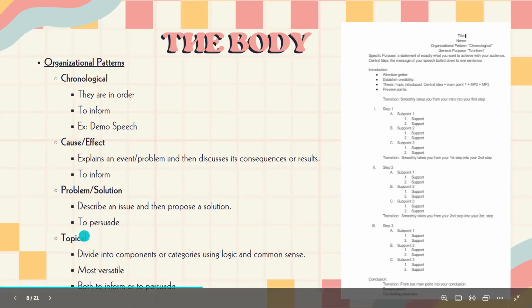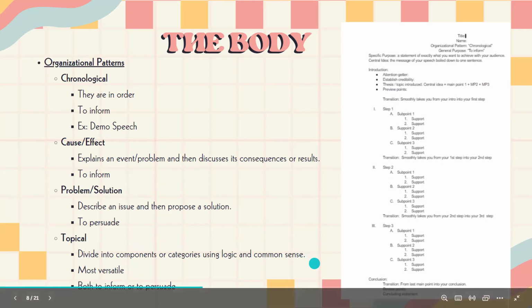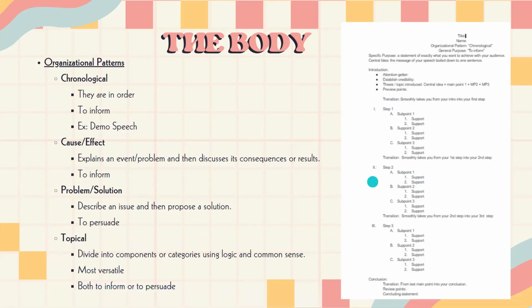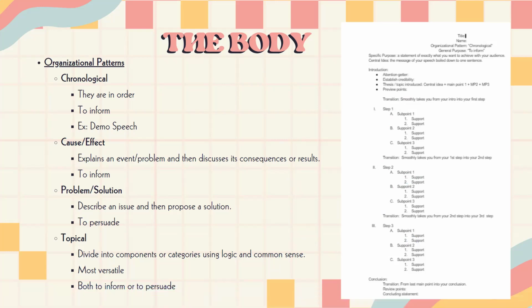And then lastly, topical. This is your most versatile. This is when you divide into components or categories using logic and common sense. This is both informative and persuasive. And I think an easy way to think of topical is if it's not these three, it's most likely topical, right? Topical is your easiest. It's just categories, components, they go together in some way. Hard to explain out loud, but yes.